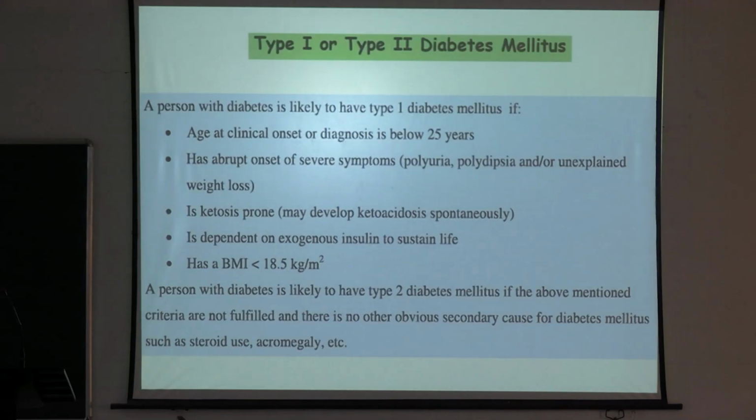Okay. Then this is the characteristic of type 1 diabetes. Age below 25 years, abrupt onset of symptoms. Is ketosis prone, dependent on insulin, that's the most important thing. Has a BMI of less than 18.5. And anybody who has diabetes but doesn't fall in this criteria is most likely to have type 2 diabetes.